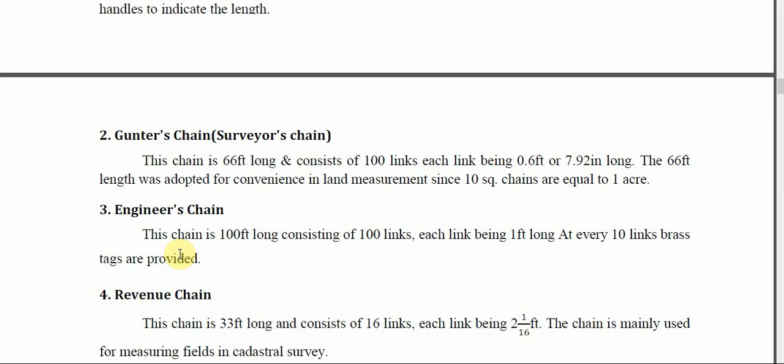The next type of chain is engineer's chain. In engineer's chain, the length of the chain is 100 feet, and it also has 100 links. Each link is of 1 feet, and at every 10 links, that is at every 10 feet, brass tacks are provided.